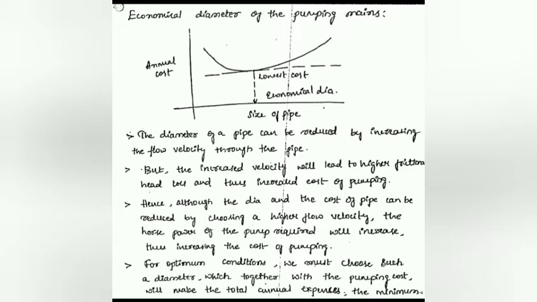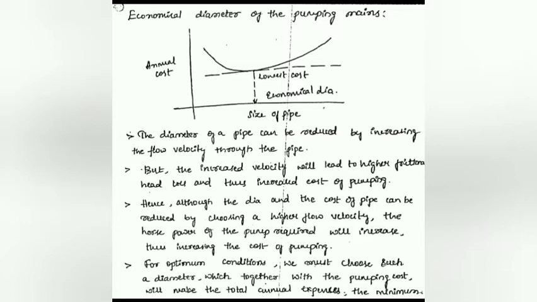In this simple diagram, on the y-axis we have shown the annual cost, and on the x-axis we have shown the size of the pipe. When we talk about the annual cost, as the size increases, the cost comes to its lowest point. The size of the pipe which causes the lowest cost is the economical diameter, we say. The size of the pipe should be such that it causes the lowest annual cost to be invested.